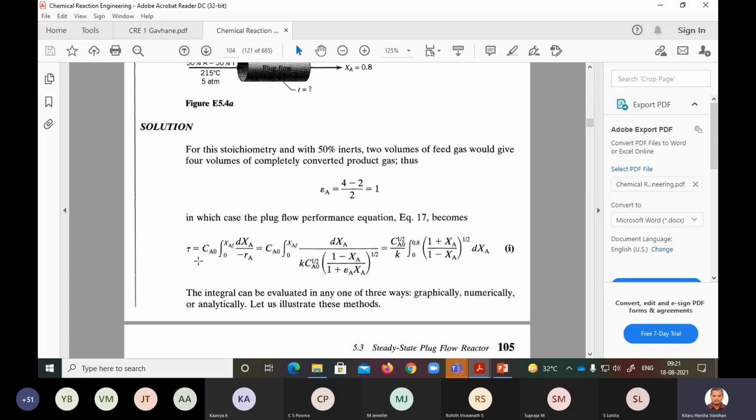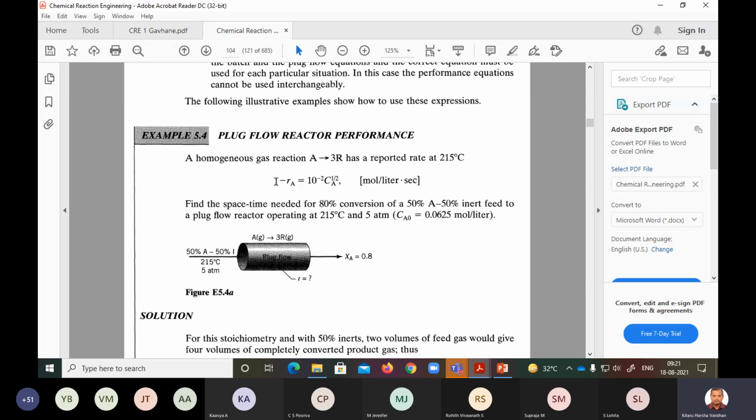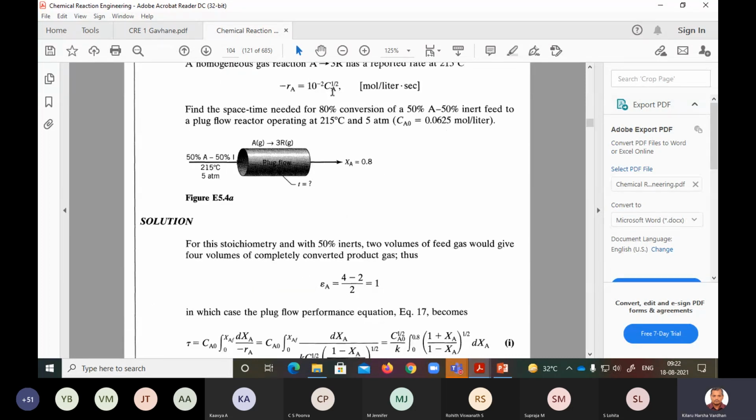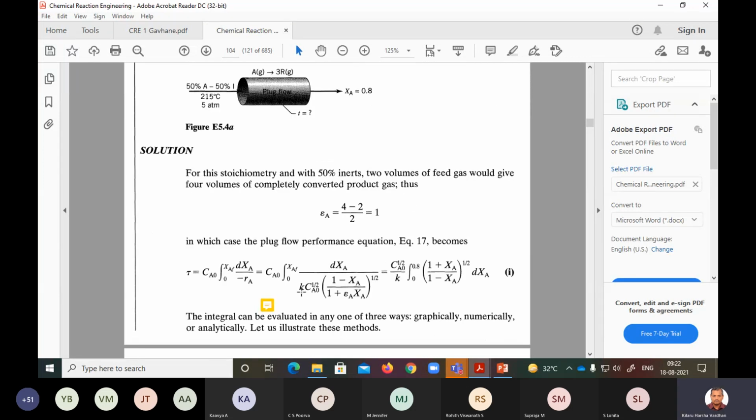You can see here tau by CA0 is integral 0 to XA of dXA by minus RA. This is the plug flow equation. We know that CA0, minus RA is already given. You substitute that. So minus RA, CA is nothing but CA0 into 1 minus XA, whole power half. So K CA0 half, 1 minus XA by 1 plus epsilon A XA, whole power half. Epsilon A you substitute as 1. Therefore, you are left with CA0 power half by K integral 0 to 0.8.